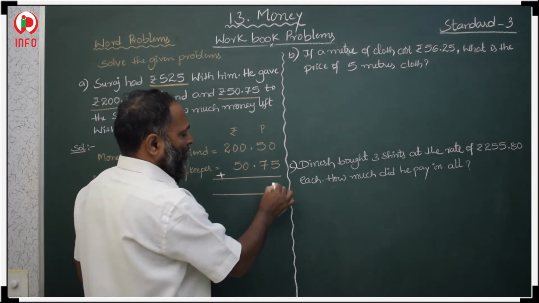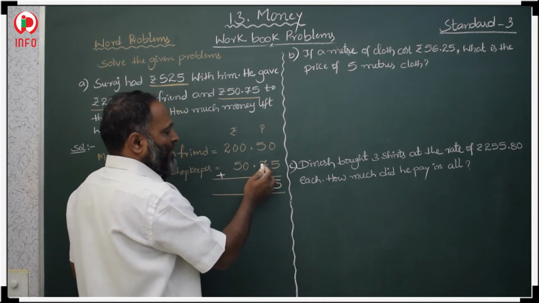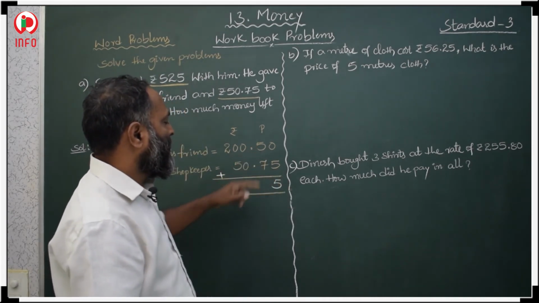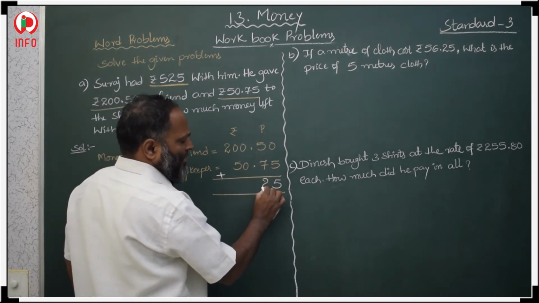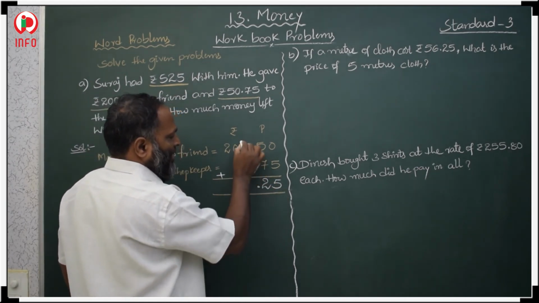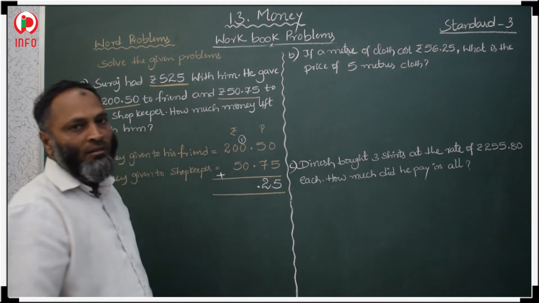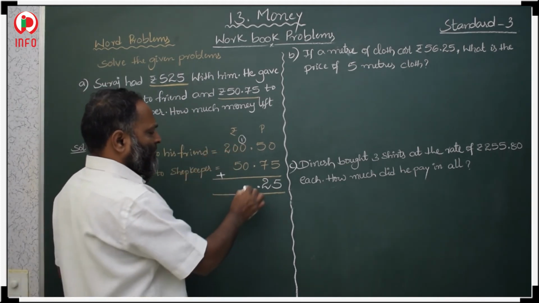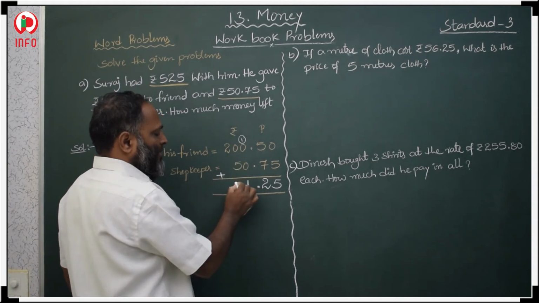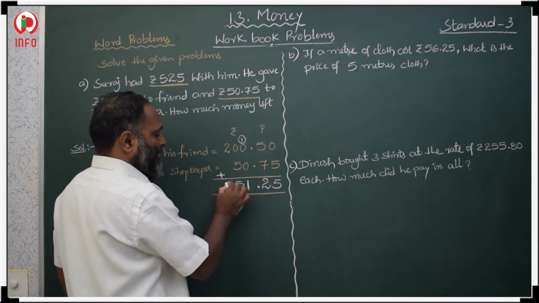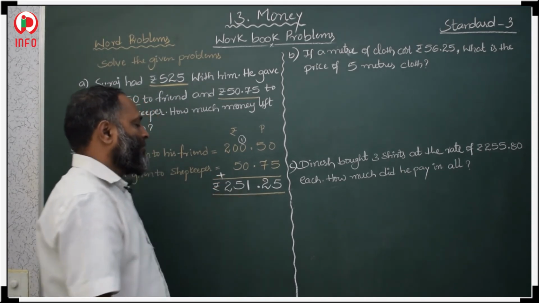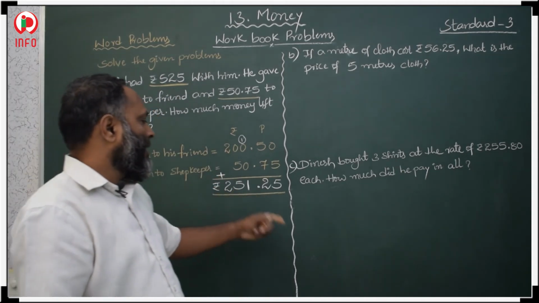0 plus 5, 5. 7 plus 5, 7, 8, 9, 10, 11, 12. 12 means 2 in the tens place of the paise, and 1 we take as carry over to the ones place of the rupees. 1 plus 0, 1. 1 plus 0, 1. 0 plus 5, 5, and 2. 251 rupees and 25 paisa. So this is the amount.